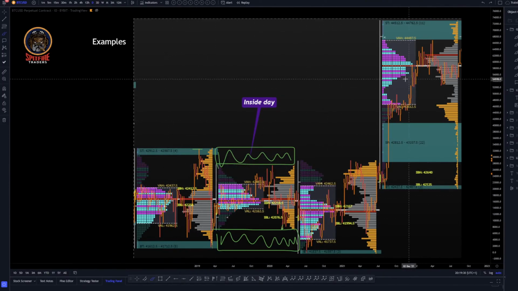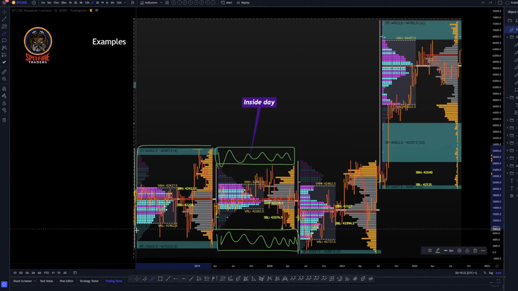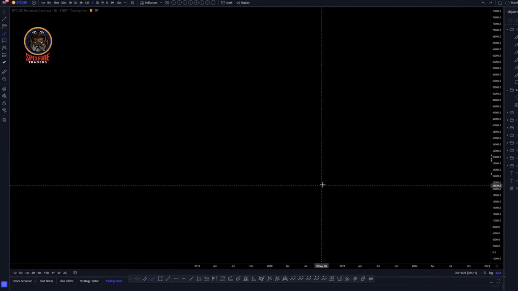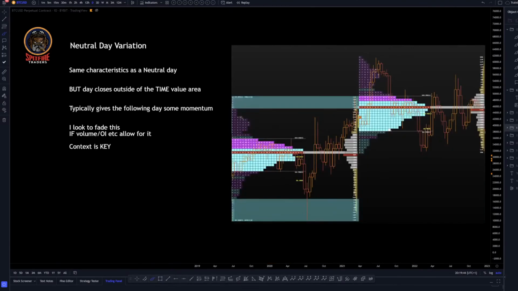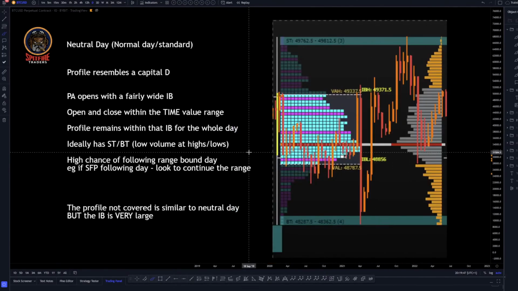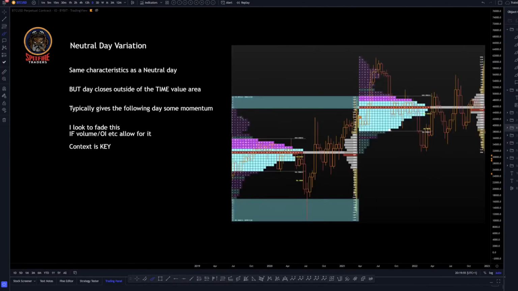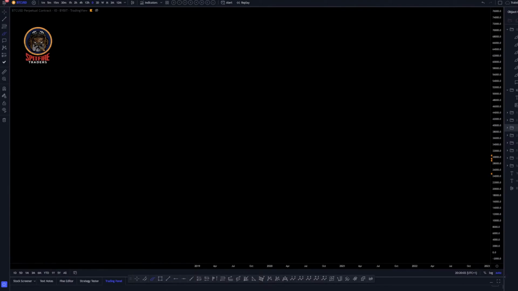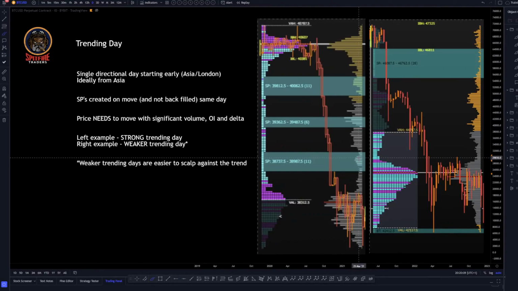And this is the power. All this started from this one neutral profile. Everything started from this. This blended into an inside day, and then the inside day itself was a neutral day variation, which then we were looking to fade, and then from there it turned into a trending day.